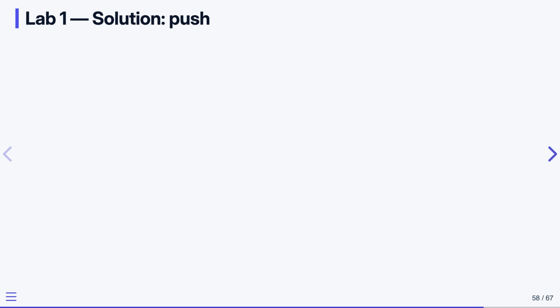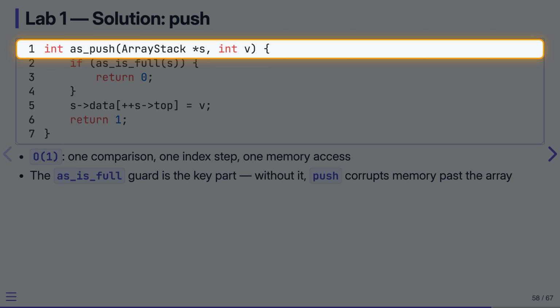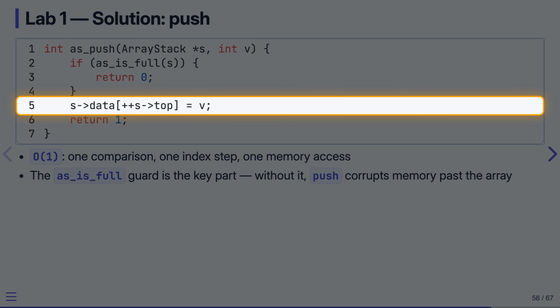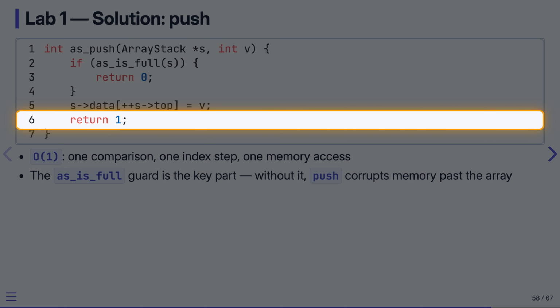Let's look at the Lab 1 solution, starting with push. This is the push function. It takes the stack by address, plus the value we want to add. First the guard. If the stack is full, we return 0 right away, and we change nothing. Otherwise, we increase top by 1 first. Then we store the value at s-arrow data at index s-arrow top. The top advances first, and then we store into it. We return 1 to report success.